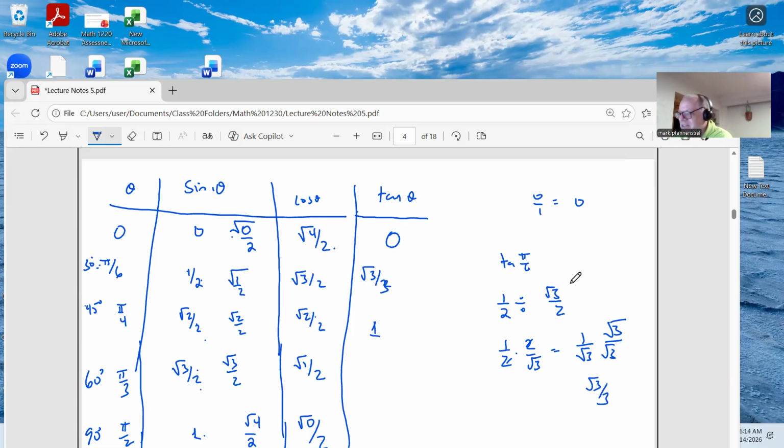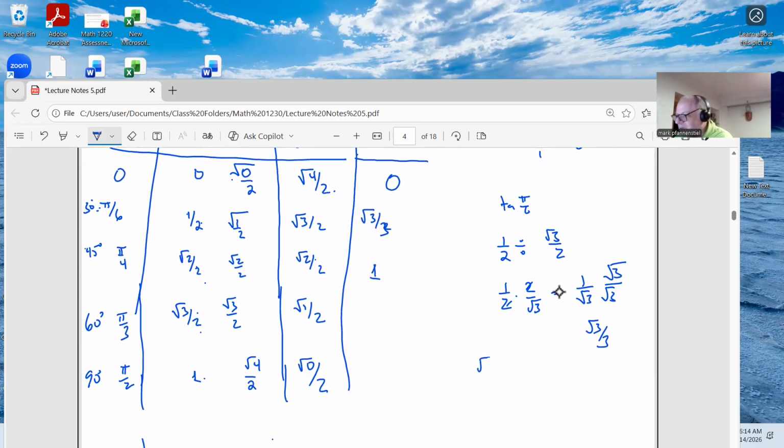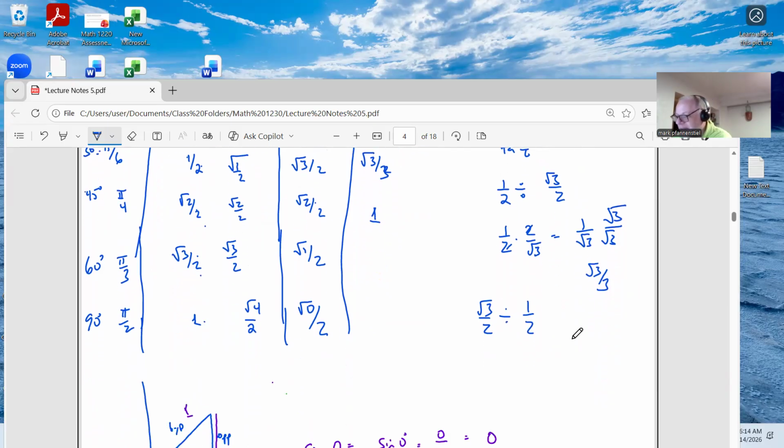And then for the tangent of 60 degrees, we have the square root of 3 over 2 divided by 1/2. Again, remember how you deal with this. That's the square root of 3 over 2 times 2 over 1, right? Invert and multiply when you divide. The 2's cancel. We end up with square root of 3. So here we go, square root of 3.